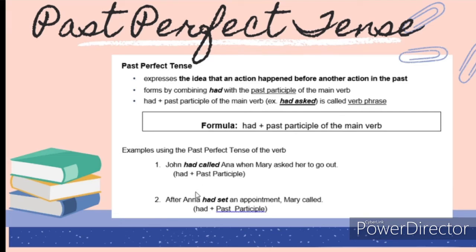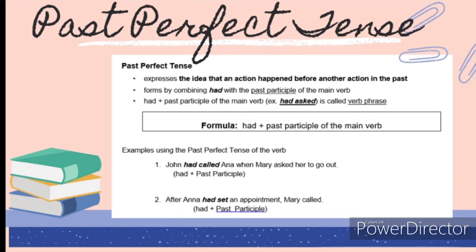Let's take these two sentences as examples using the past perfect tense of the verb. John had called Anna when Mary asked her to go out. In this sentence, the past perfect tense is the verb had called. It follows the formula had plus the past participle of the main verb called. Had called is an example of past perfect tense.